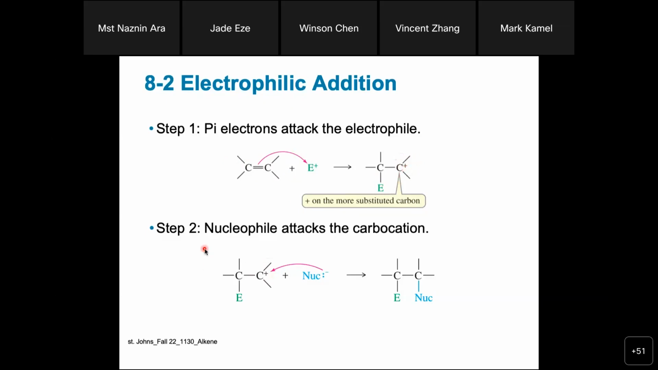In the second step, the nucleophile attacks the carbocation, because the nucleophile has excess electrons and can donate them, and the carbocation is deficient of electrons. As a result, they are very compatible to form a new bond, and this type of addition happens. I hope you understand here. Do you have any question here?